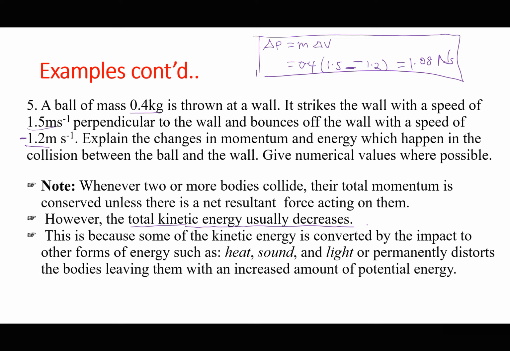This is because some of the kinetic energy is converted to other forms such as heat, sound, light on impact, or some of the kinetic energy permanently distorts the bodies, leaving them with an increased amount of stored potential energy. Remember, potential energy is the energy stored by a body by virtue of its state or position. So whenever there's a collision, we expect that the kinetic energy is most likely going to decrease, but the momentum will always be conserved. Total momentum for an isolated system will always be conserved.